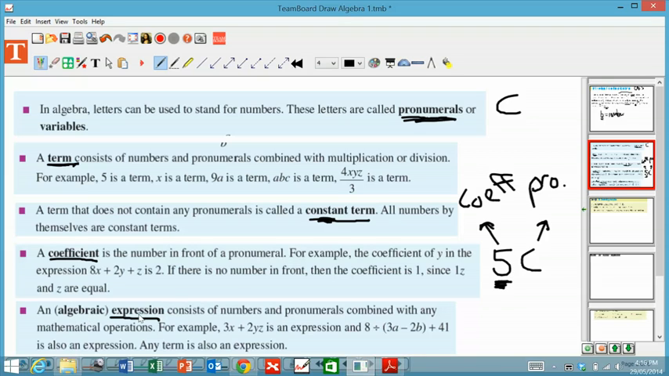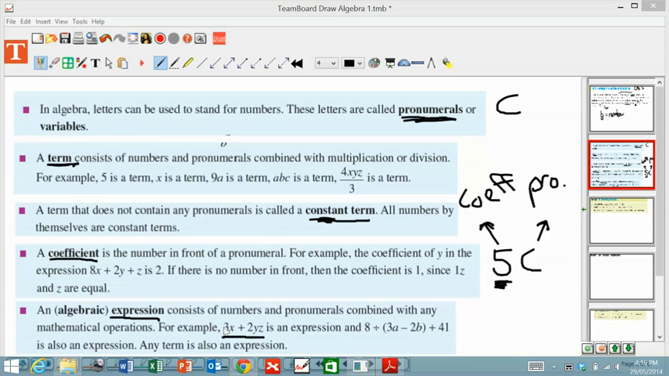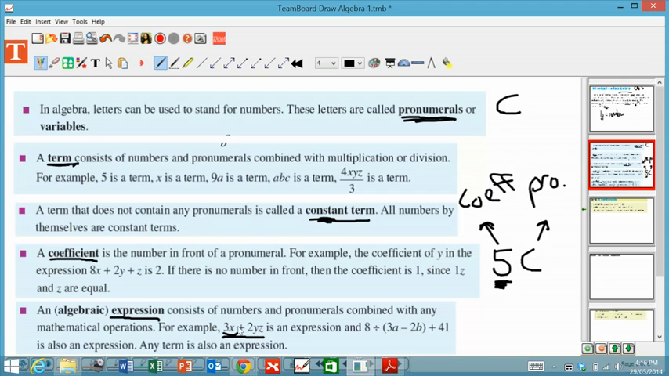An algebraic expression consists of numbers and pronumerals combined with any mathematical operations. So you're adding, subtracting, multiplying, dividing. If you look down here, 3x plus 2yz is an expression. How many terms are in that expression? Who can tell me how many terms? Take a guess, say it out loud. Yep, there are 2. Here is one term with a pronumeral of x and a coefficient of 3. And here is another term with 2 pronumerals, a y and a z, and a coefficient of 2. So there are 2 terms that make up this expression.